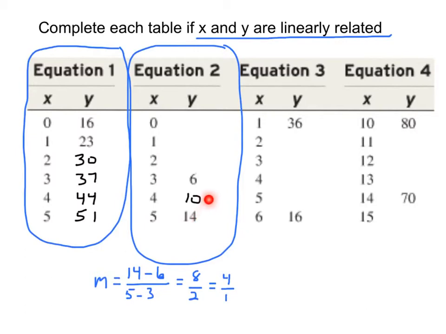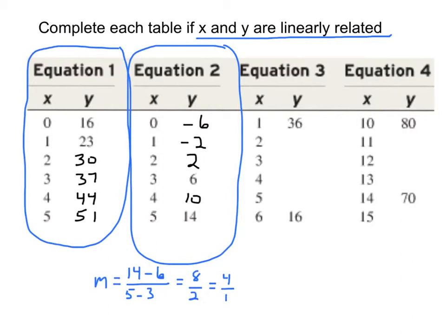We can also go backwards. If we're going backwards, we're going down by 4, or subtracting 4. So this one right here before the 6 should be a 2. And then if we go down 4 again, we'd be at negative 2. And then negative 6.